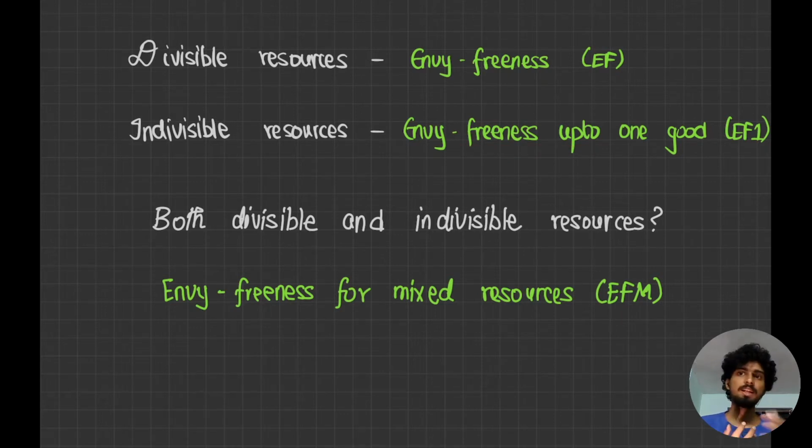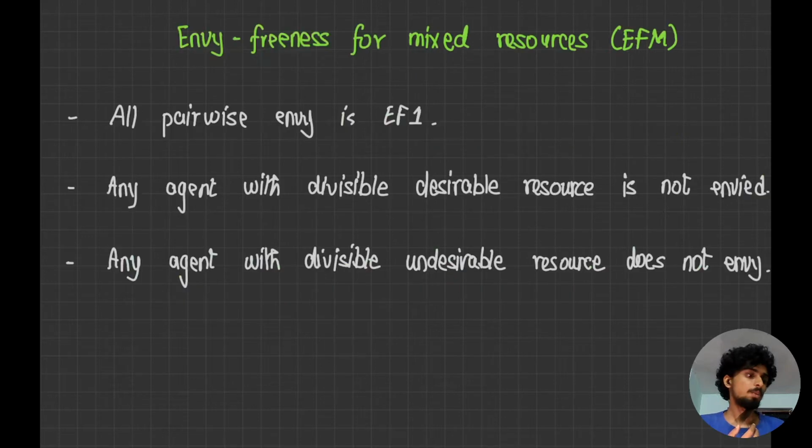When you have both divisible and indivisible resources, you can define something called EFM, which is a combination of EF1 and EF. It says every envy present should be EF1, but any agent to whom you give a desirable divisible resource, which we'll call a cake, should not be envied. That is, if I envy somebody, they should not be given a desirable divisible resource. Similarly, an undesirable divisible resource, which we call bad cake, should not be given to any agents who envy others. So if I envy somebody, you shouldn't come and give me an undesirable divisible resource.